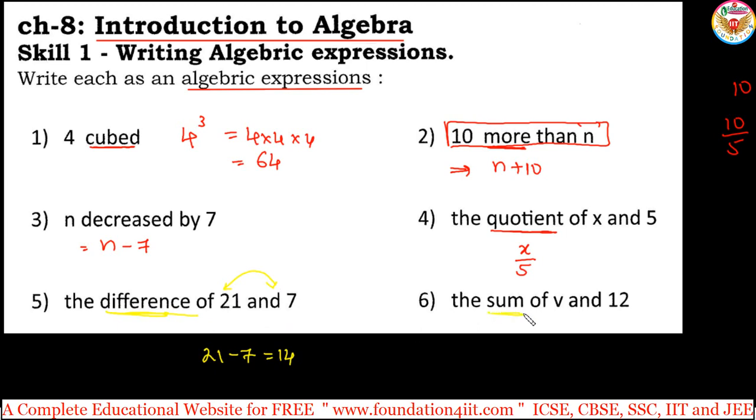Next word is sum, S-U-M. The sum of v and 12. v is one variable, 12 is one number. Sum means a plus symbol in between. v plus 12 is the sum of v and 12.